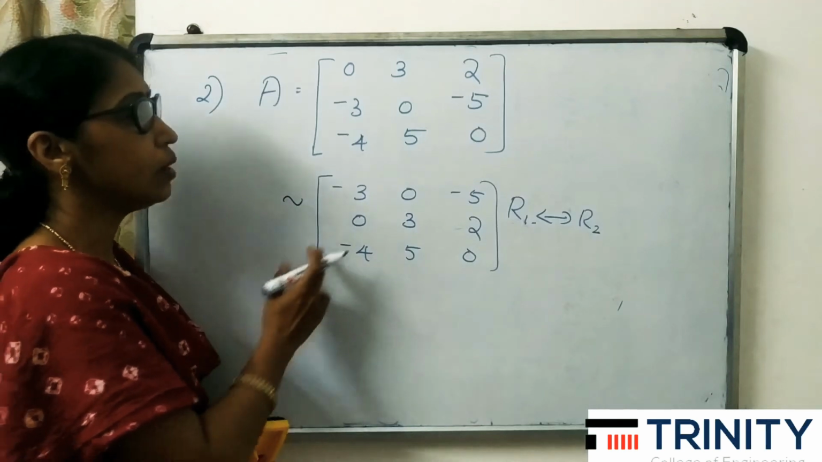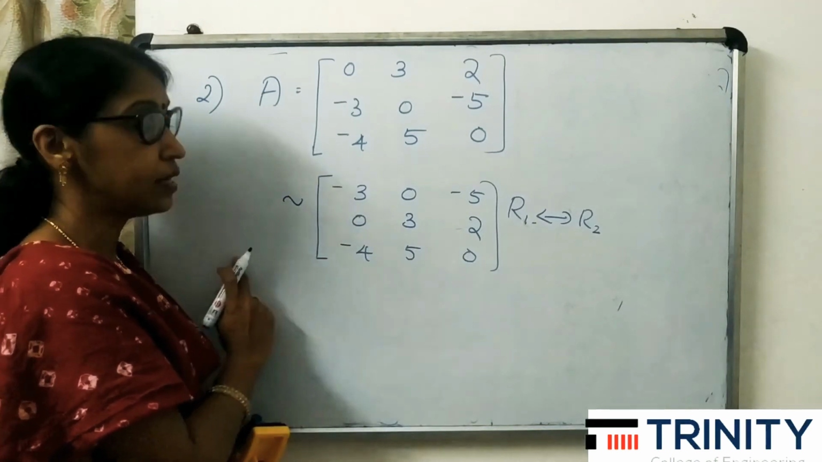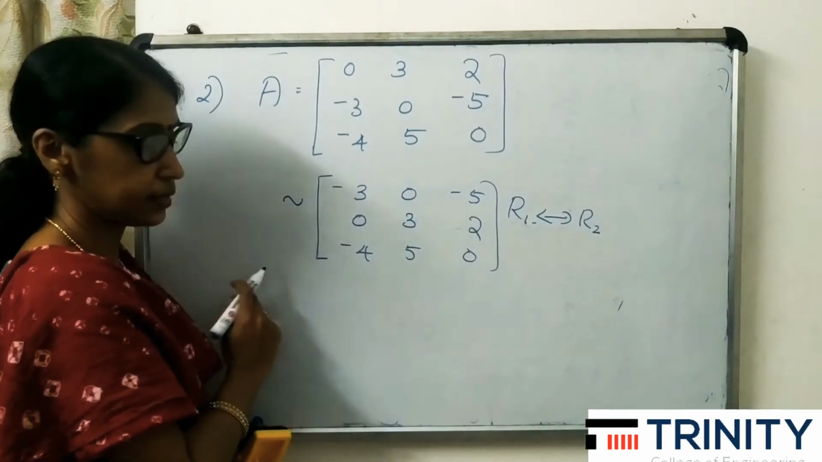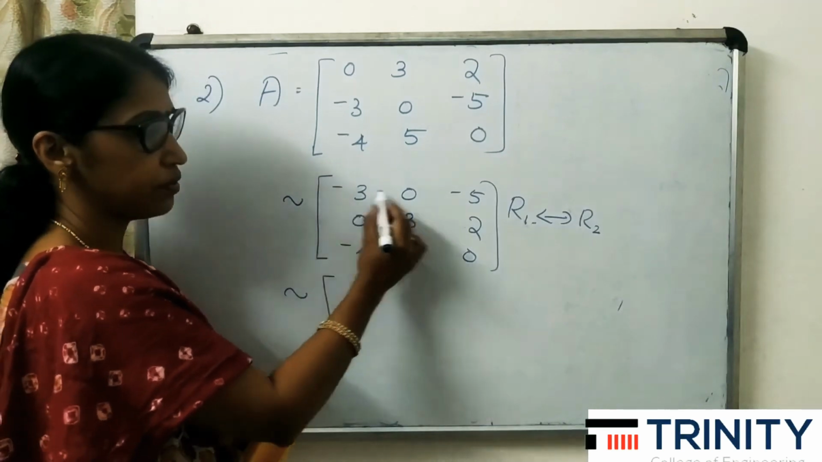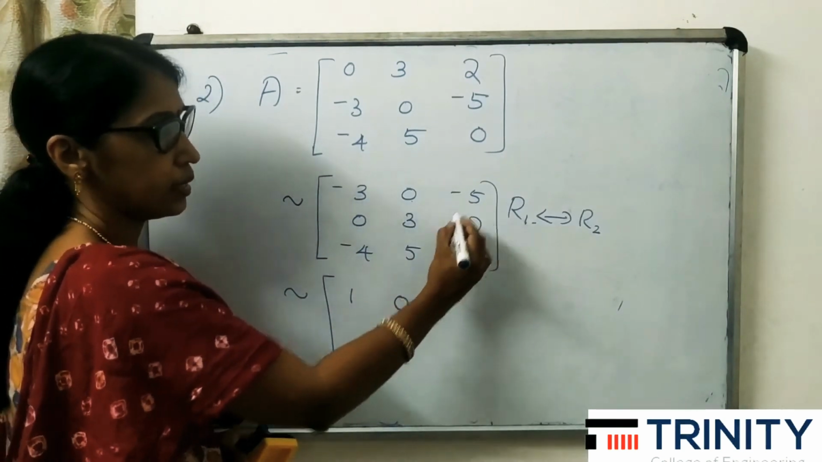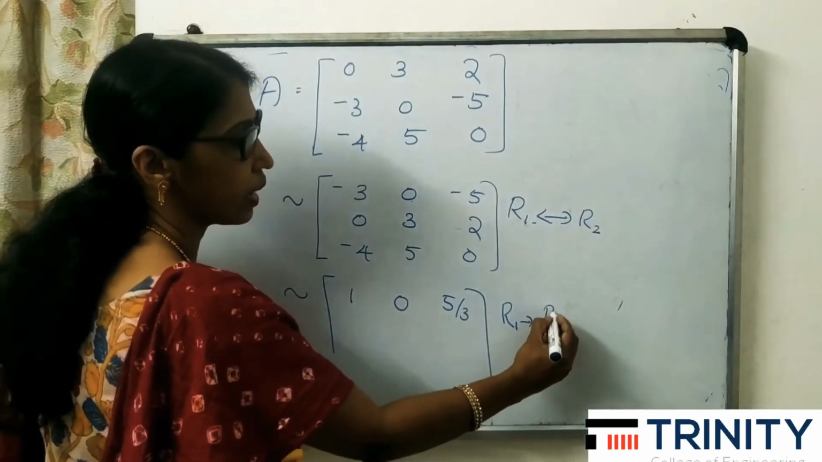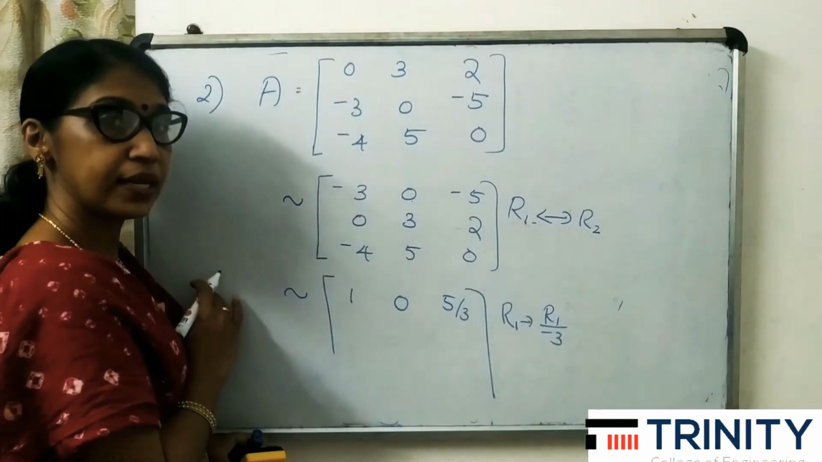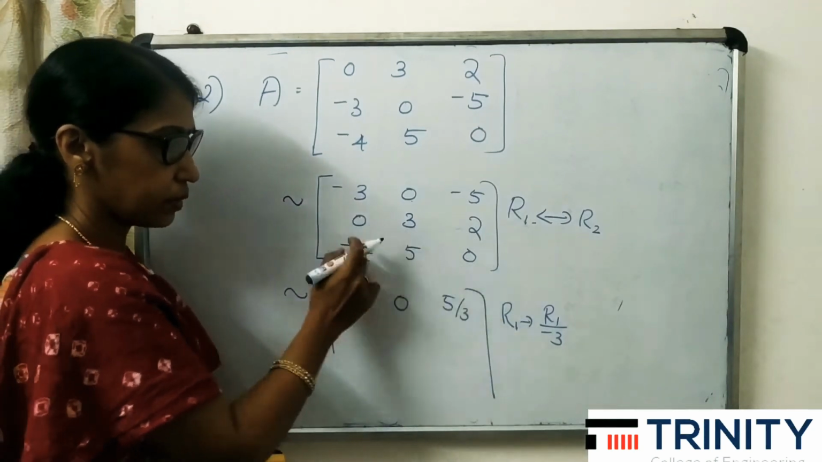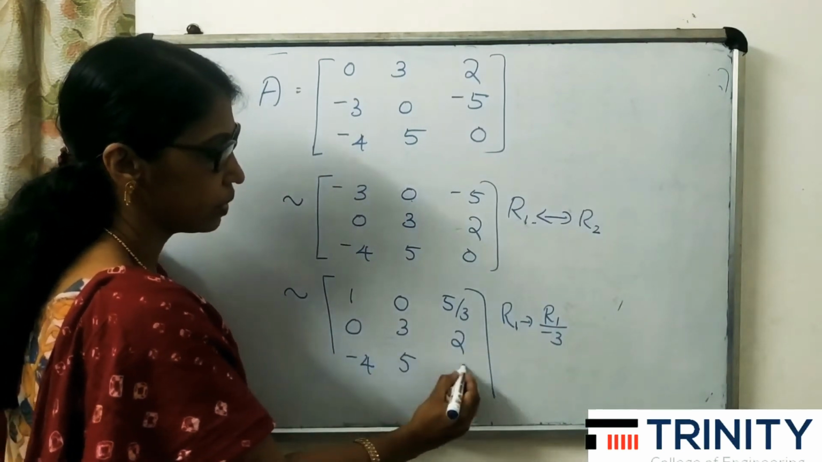Okay. Now I am going to make this element 1. The leading element must be 1. For that we have to divide this row by -3. So this becomes 1, this becomes 0, and this term becomes 5 by 3. So the transformation is R1 gives R1 divided by -3, that is multiplying by -1 by 3. Now we write the other two rows also, 0, 3, 2 and -4, 5, 0.